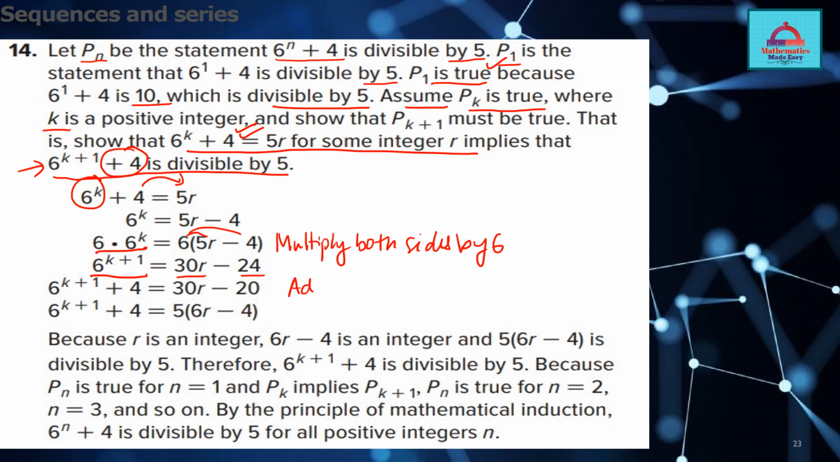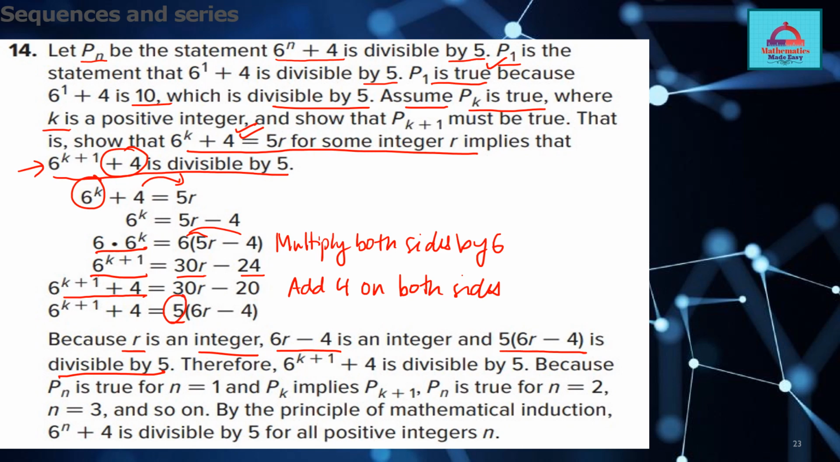So we add 4 on both sides. So when we do that, 6^(k+1) plus 4, that's what we need, comes out to be equal to 30r minus 20. Now what is common in 30 and 20? A 5, definitely. So you take the 5, which is the common factor, outside, and write the inside part as 6r minus 4. Now you started with r being an integer and you got another integer 6r minus 4, and 5 times 6r minus 4 is definitely divisible by 5 because it has a factor of 5 with it.